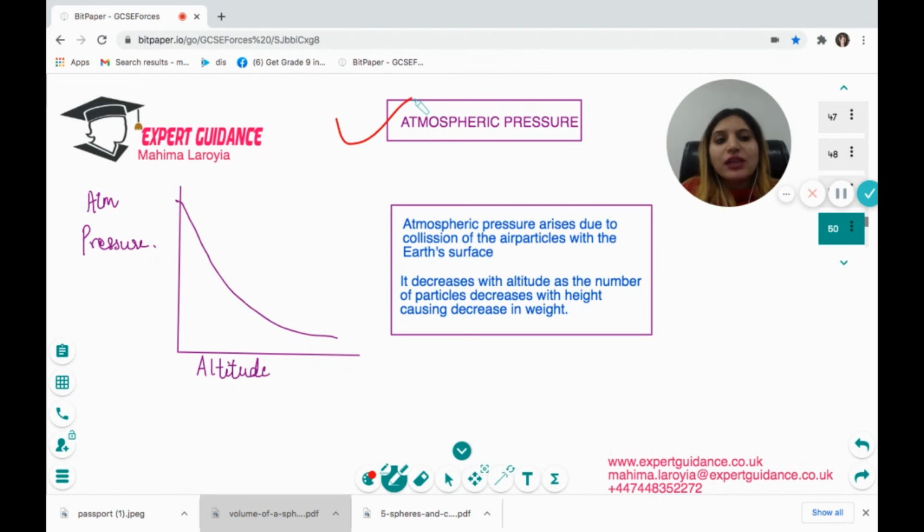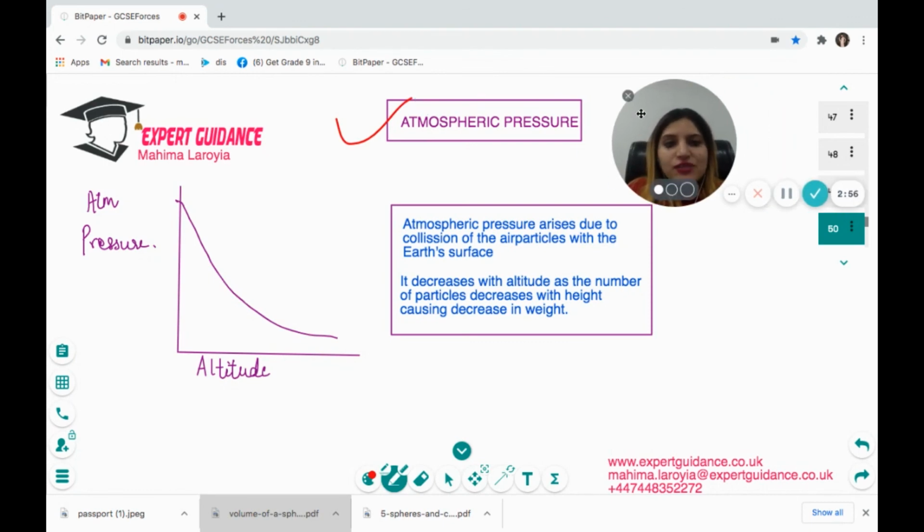Now we have something called atmospheric pressure. Atmospheric pressure arises due to the collision of the air particles with the Earth's surface, and it decreases with altitude as the number of particles decreases with height, causing a decrease in weight. So if you look at the graph here, the atmospheric pressure goes down with the altitude.